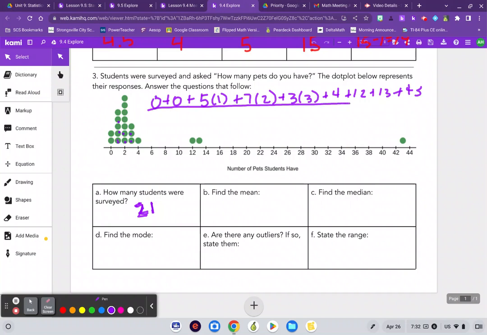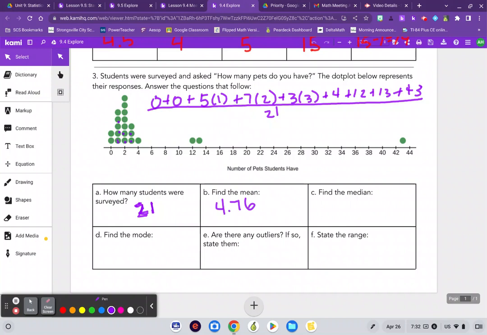That person said they had 40 fish plus 3 more pets, all divided by 21. Okay, that way I don't have to write out all 21 pieces of data. I can just say 5 times 1 or 7 times 2 to say how many 1s and 2s we have. When I do that, I end up with 4.76. The median would be the middle number.